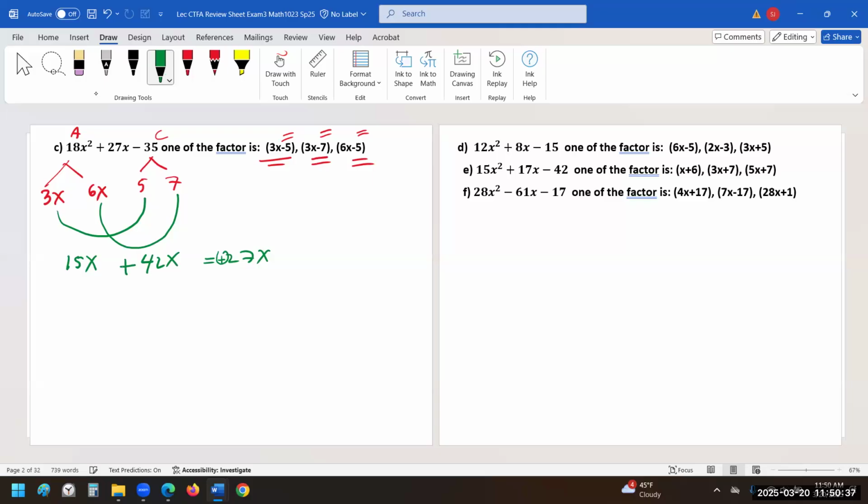42 has to be positive because you're looking for positive 27. That means, let's see what happens when you subtract your 15. So 42 minus 15: 12 minus 5 is 7, 3 minus 1 is 2. Yeah, we do get 27.